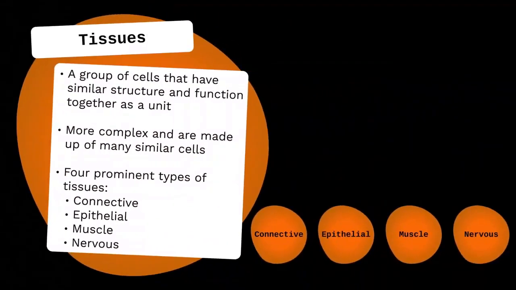So after cells, we have tissues. All of our cells come together to form tissues that have a similar structure and function together as a unit. These are more complex and are made up of many similar cells. We have 4 prominent types of tissues in our body. That includes connective, epithelial, muscle, and nervous, and we're going to dive into all 4 of these deeper.